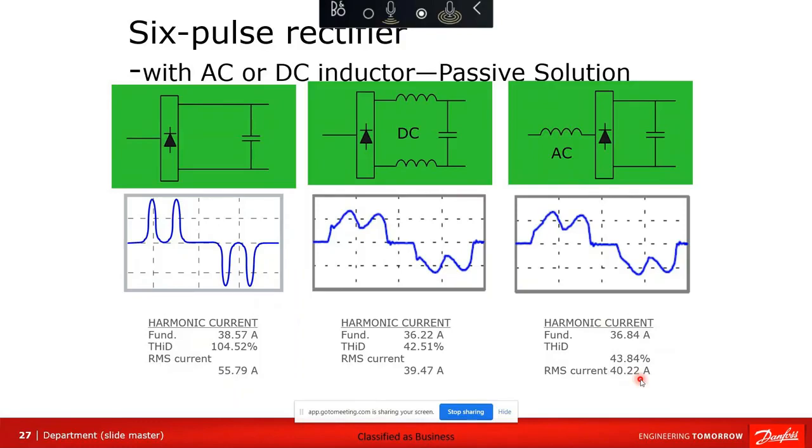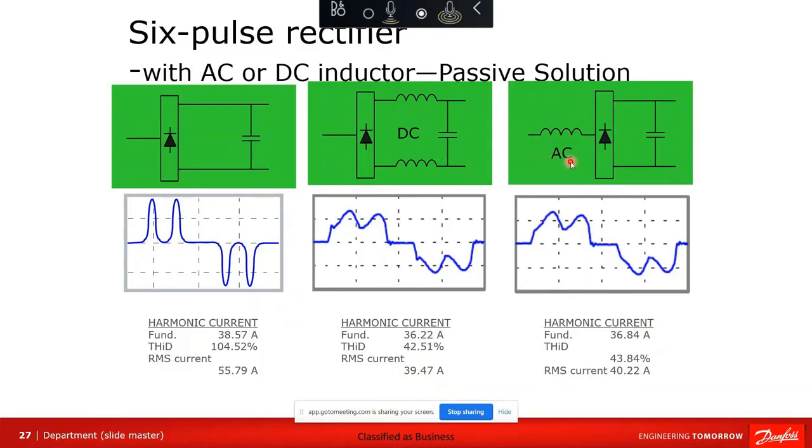If you use the Danfoss solution in the middle, that's our DC link reactor, you're using 36.2 amps, generating 42.5% harmonic distortion, and it looks like you're using 39.7. So again, between these two, from a harmonic standpoint, it's pretty much a push, right? 39.5 versus 40, it's pretty much the same harmonic performance. The benefit is mine is built into the drive, so it doesn't need a place to live.